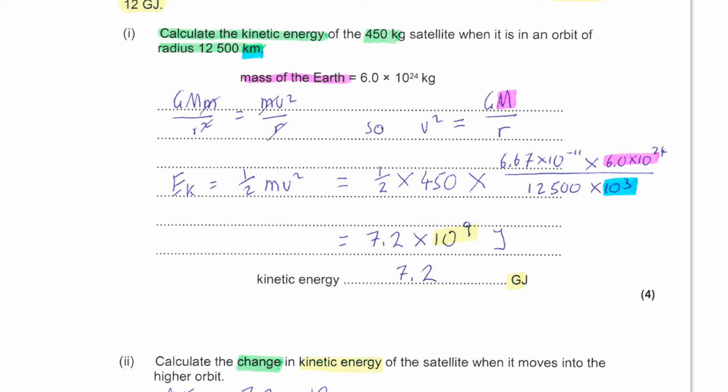So now bringing that into the kinetic energy equation, we have 1/2 times the mass times the gravitational constant, the mass of Earth, and the radius of the orbit. Just watch out for those kilometres that you get them converted into metres here. That gives you an answer of 7.2 gigajoules. So notice the beginning part of the question was just a statement that at the other radius you had 12 gigajoules of kinetic energy, and at this higher radius you've now calculated that you have 7.2 gigajoules.